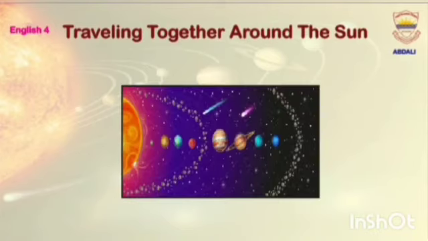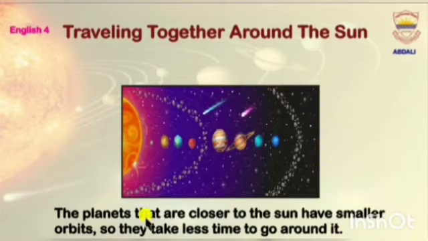Students, now we are going to next slide. The picture of the solar system. The planets that are closer to the sun have smaller orbits, so they take less time to go around it. Can you answer my question, students? Why do planets take less time to go around the sun? Answer me, students. The planets that are closer to the sun have smaller orbits, so they take less time to go around it. Very informative answer, students.